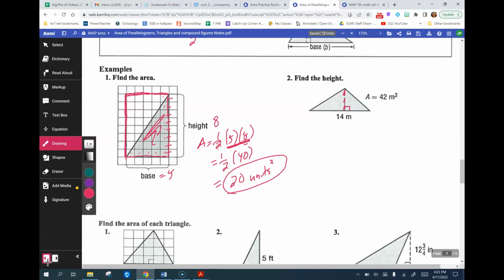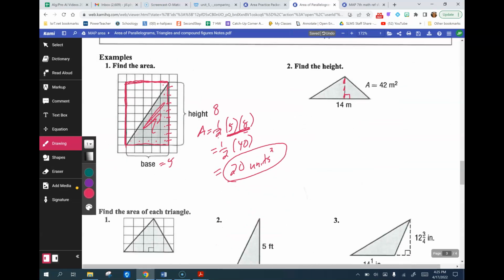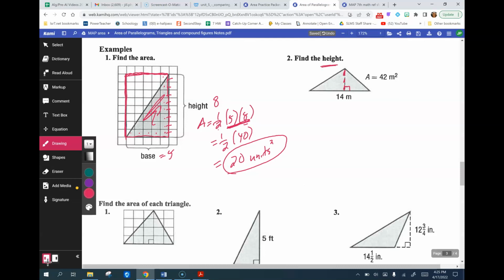Okay, now on this one, oh, they went right into the tricky ones. They say find the height. So let's write down our formula. Area is equal to 1/2 base times height. So we're going to plug in what we know. Whenever you get to a shape, write down the formula and plug in what you have. So we know the area is 42. We have 1/2, we have the base, we have the height.